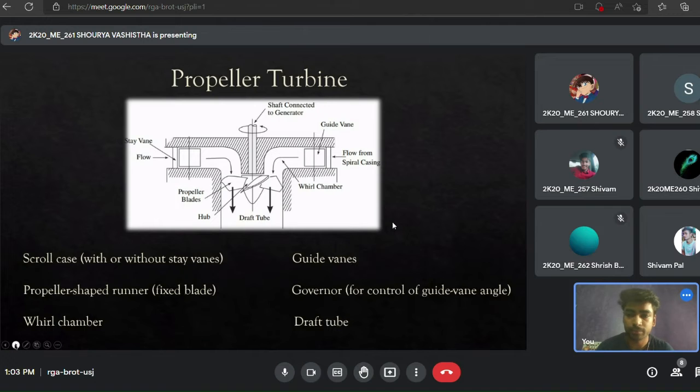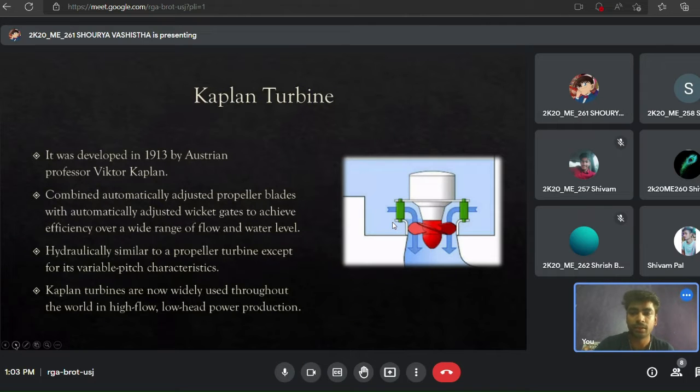Next slide please. A Kaplan turbine is a propeller turbine with additional features of mechanisms to regulate the pitch, the orientation of the blades to the direction of flow. This offers the flexibility of changing the blade angles at off design points to achieve maximum efficiency. Next slide please.